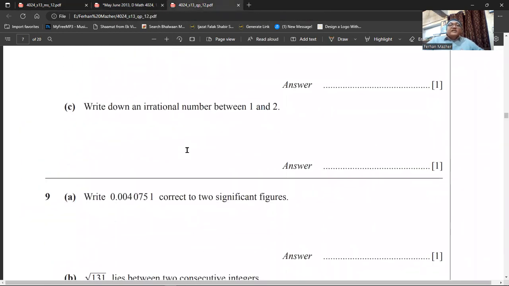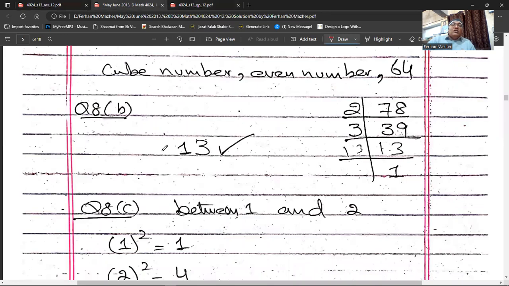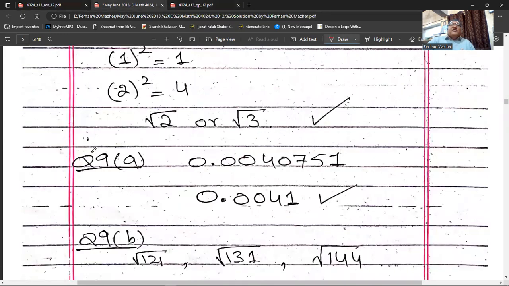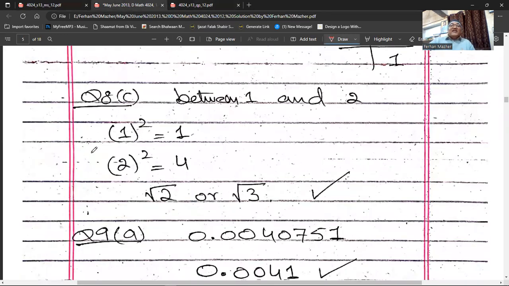Question number 8, C part. He says, write down an irrational number between 1 and 2. So our technique on this is very simple. I take the square of 1, I take the square of 2. Then I will check, it will be 1 and 4. So between 1 and 4, take any prime number and take its square root. That will be an irrational number.